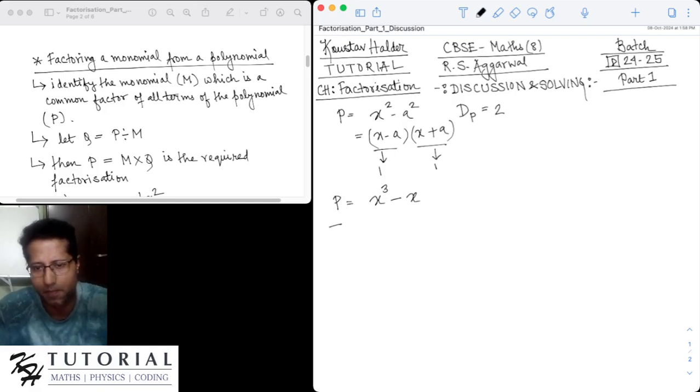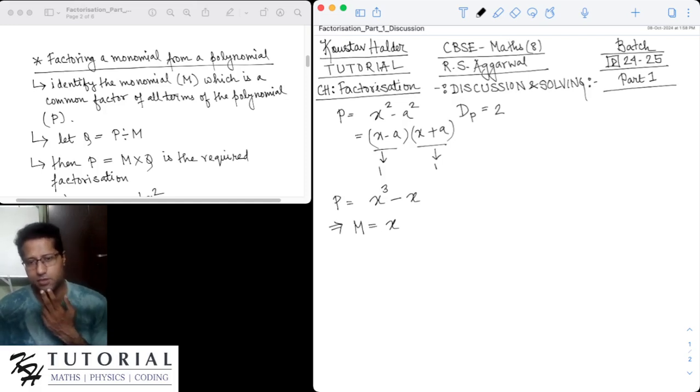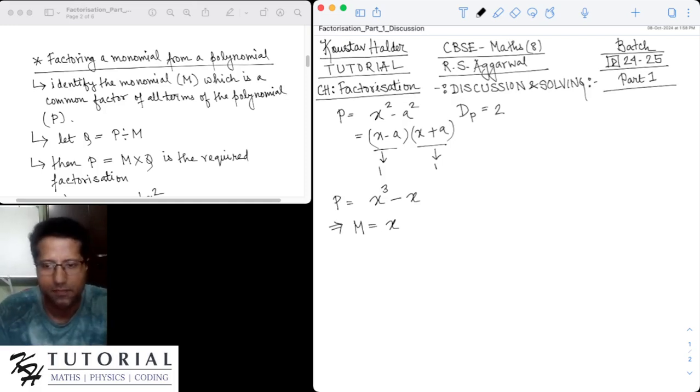So we have to first identify the common factor present in all the terms. For this polynomial p, in the notes I am denoting that common factor, which is a monomial, as m. So in this example, x cube minus x, m will be x, because x is the common factor to all the terms. What are the terms? Terms are x cube and minus x. Now what we do is we divide the polynomial by this common factor, and let that be q.